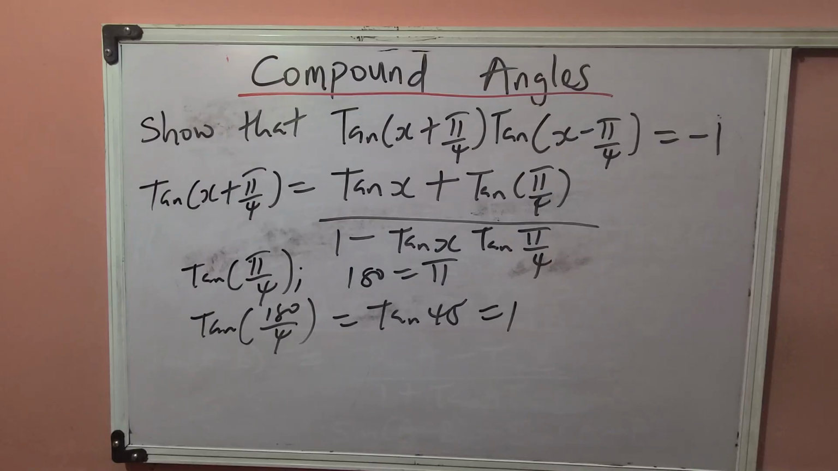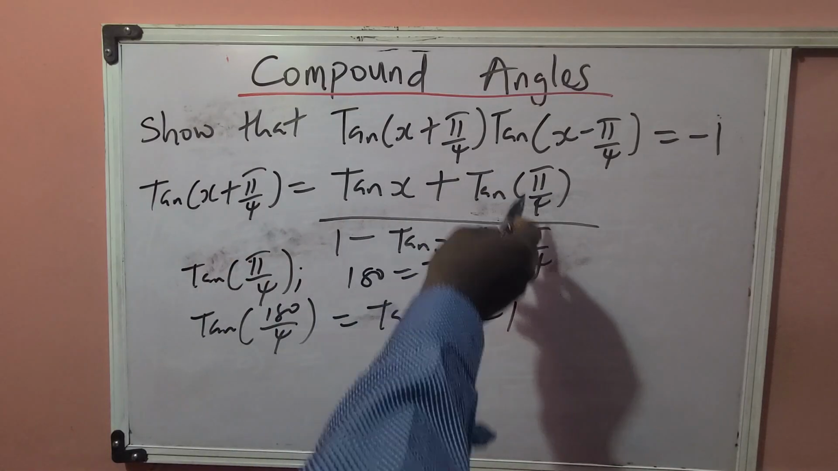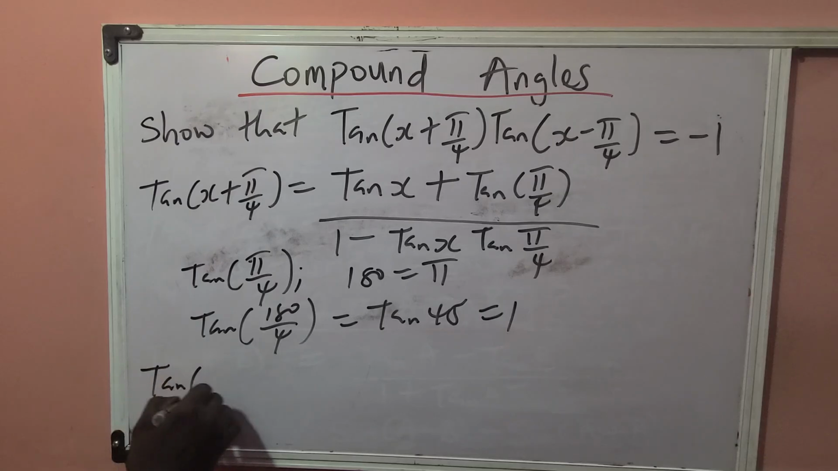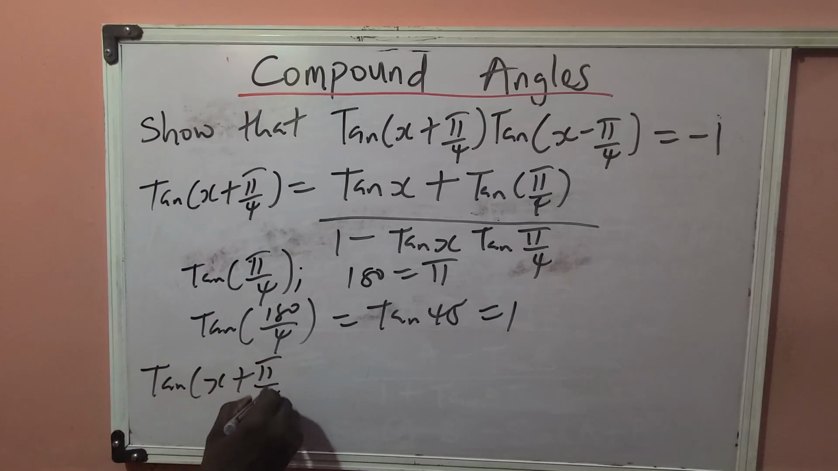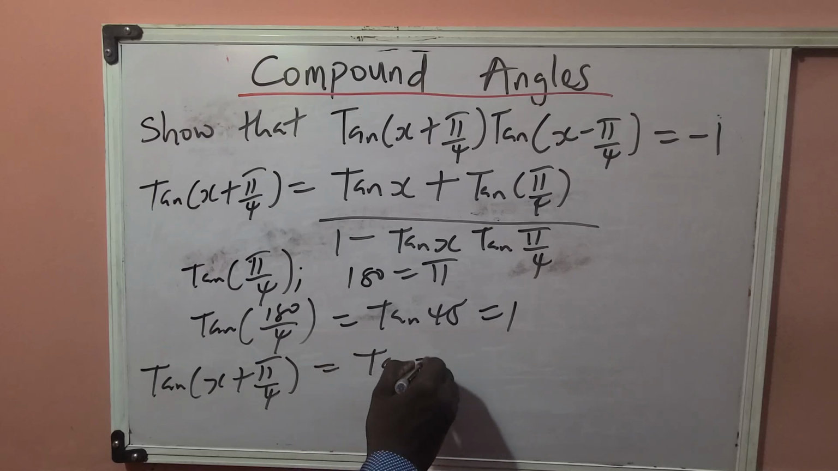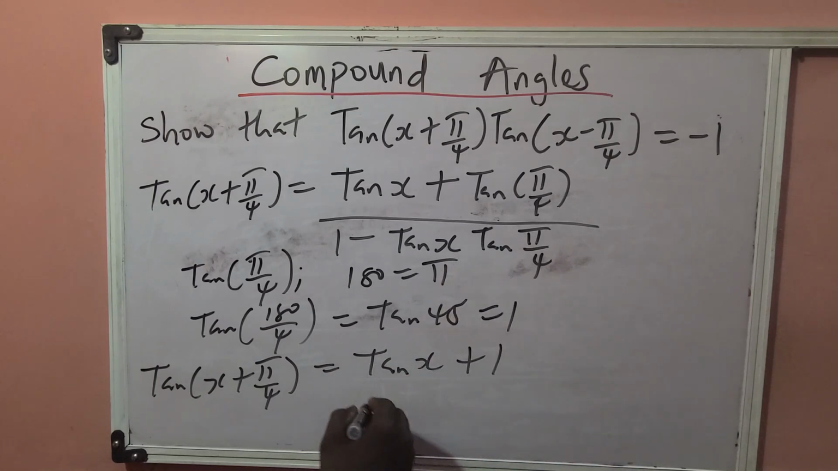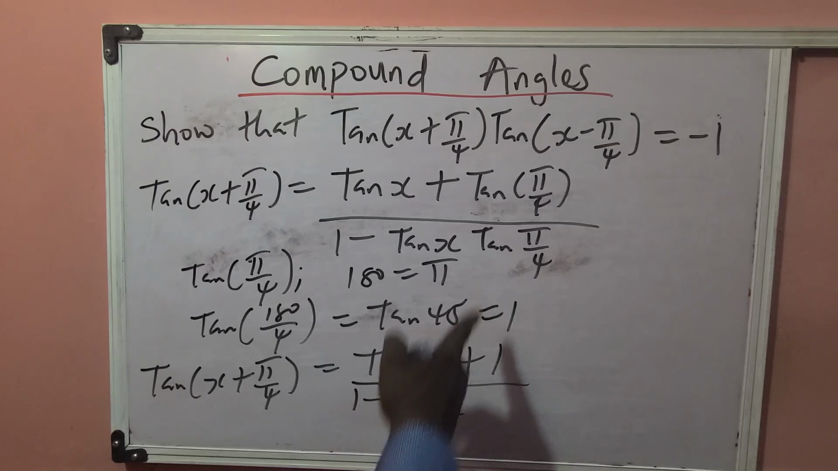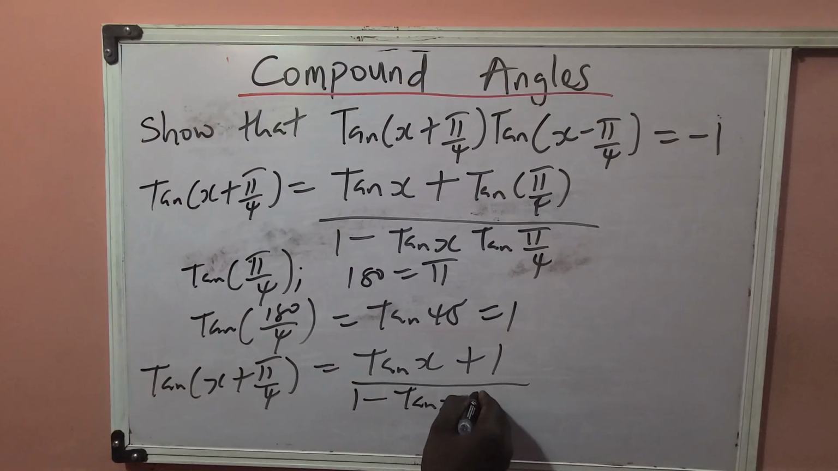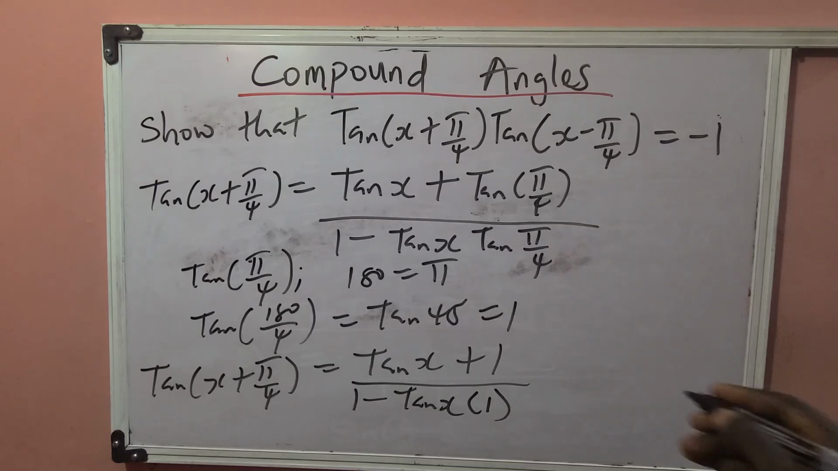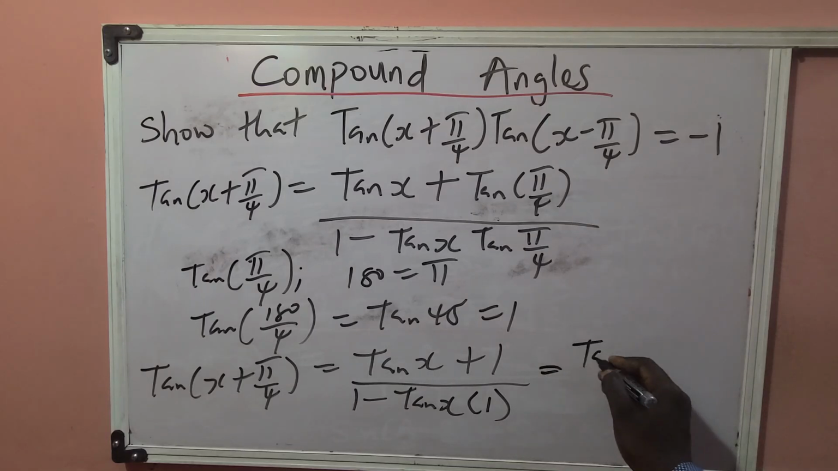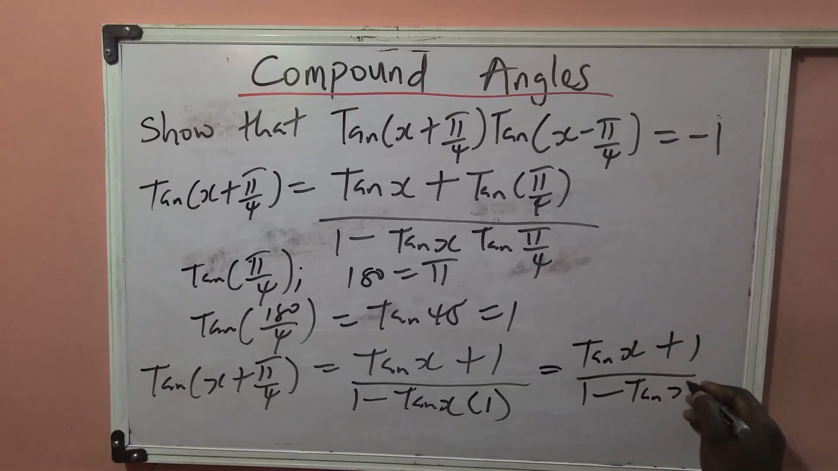So obviously, I can bring my solution here. That means my tangent of x plus pi over 4 will be equal to tangent of x plus 1 over 1 minus the tangent of x times 1, which will obviously still remain as tangent of x. So this is where we are able to dissolve our very first value. So let's go on to solve for the other side.